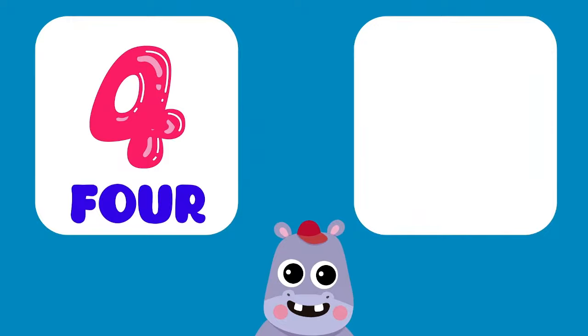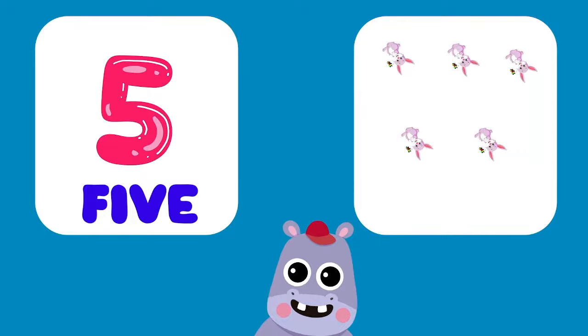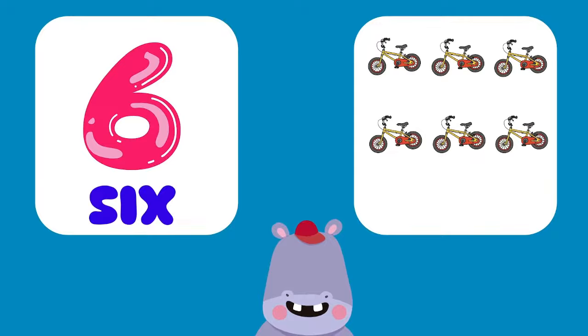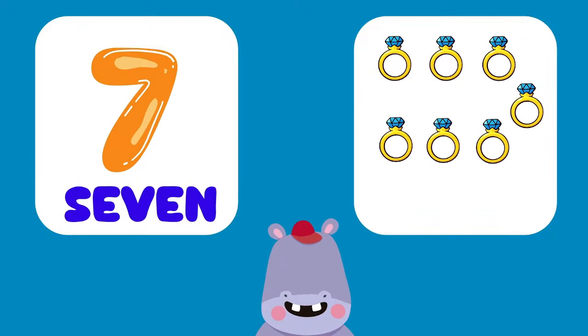4, F, O, U, R, four pencils. 5, F, I, V, E, five rabbits. 6, S, I, X, six bicycles. 7, S, E, V, E, N, seven rings.